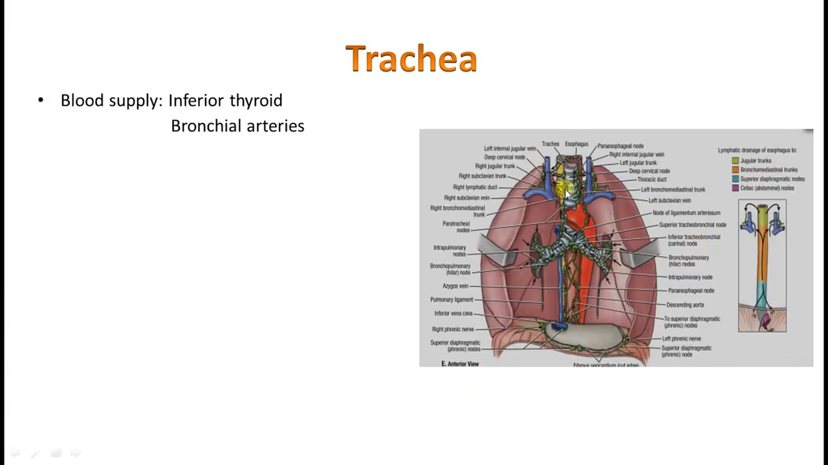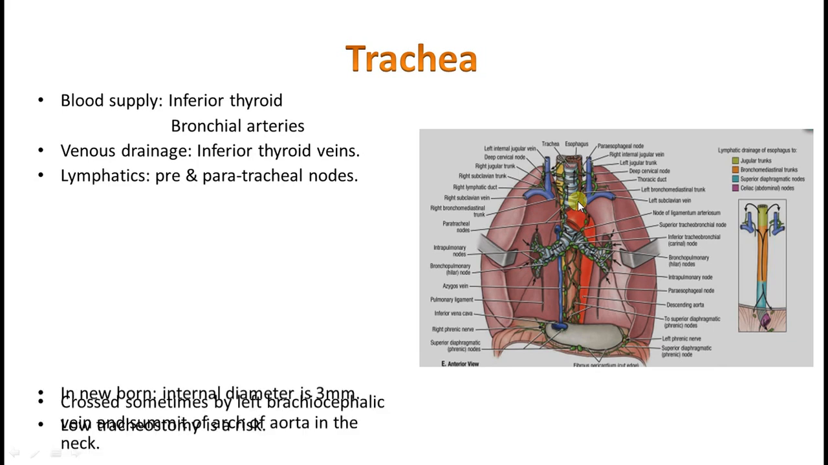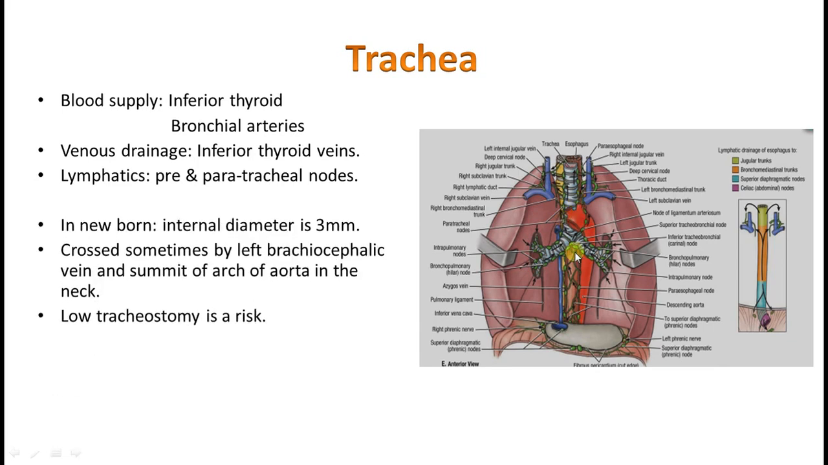So inferior thyroid artery and the bronchial arteries, they supply, and inferior thyroid veins is the venous drainage. You have the paratracheal nodes, and in front of the trachea you have the pretracheal nodes, which are responsible for the lymphatic drainage of the trachea. The internal diameter of a newborn is just 3 millimeter, and it increases at 0.1 millimeter every year up to 12 years. Okay. And not only that, since it is at a higher level, at T3 level it might bifurcate.